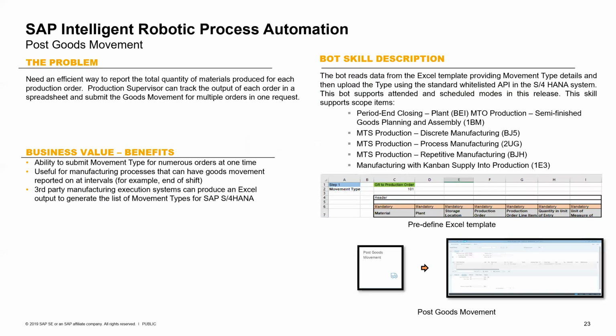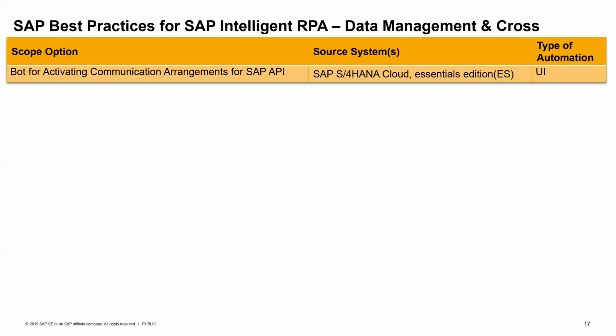I think one standard bot that we have released is the creation of communication arrangements. So in the cloud, similar to an RFC connection, we have something called creation of communication arrangements, where you have to specify the communication system, communication user, and which system you want to connect to. Currently, it is a manual activity that has to be done by the administrators of the system. But yeah, we have automated that as well. Okay, I hope this answers the question.